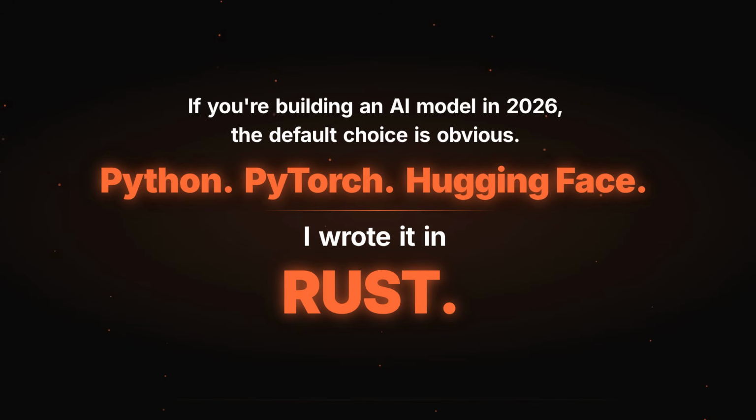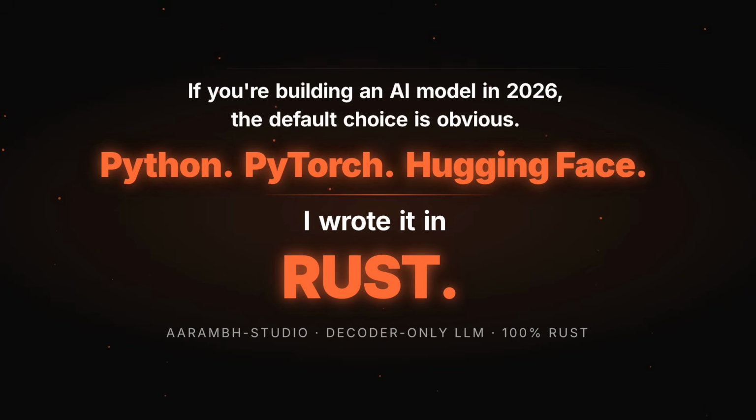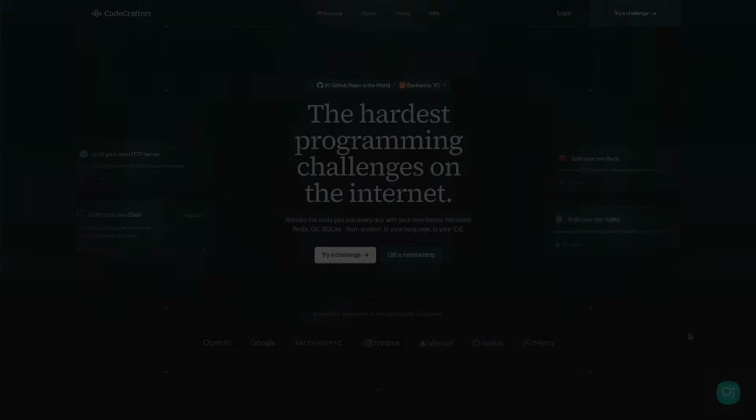And I want to be upfront about something before you assume this is a "Rust is just better" video. It's not. This video is the honest reasoning behind one specific decision made for one specific project, with the trade-offs included, not just the wins. I'm going to walk you through 4 real reasons I chose Rust, with real detail from the project, an LLM decoder called aarambh-studio, now on its 3rd major version, and then I'm going to tell you exactly where that decision cost me. Let's get into it.